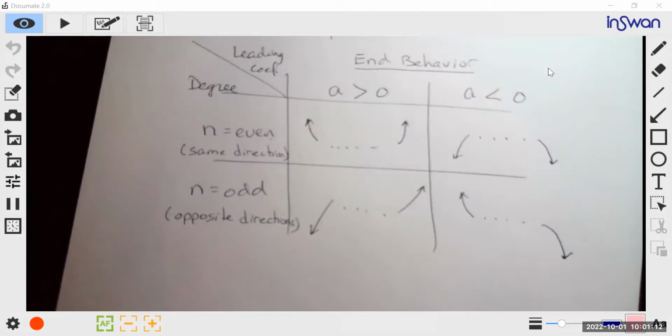Knowing this, we will at least have a basic idea what the graph's going to look like: how many intercepts we're going to have, how many vertices we can have, and what happens on the end behaviors.